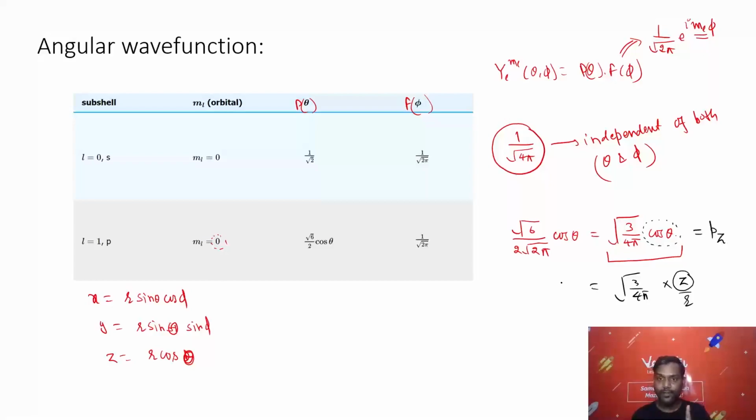Simple. Let me repeat it one more time. We are replacing cos theta and sine phi in terms of x, y, z, using what we learned in the beginning, how to interconvert them. So from this relation, I can replace cos theta with z upon r, and this r will get cancelled because it's a p orbital. When you multiply this angular wave function with the radial wave function, r will be cancelled out, so you will be left with only one variable, that is z. So this must be representing a pz orbital, right?